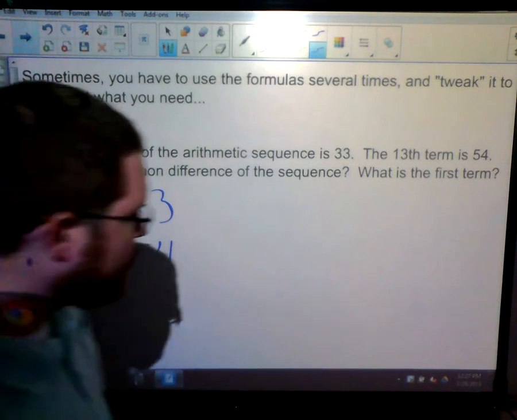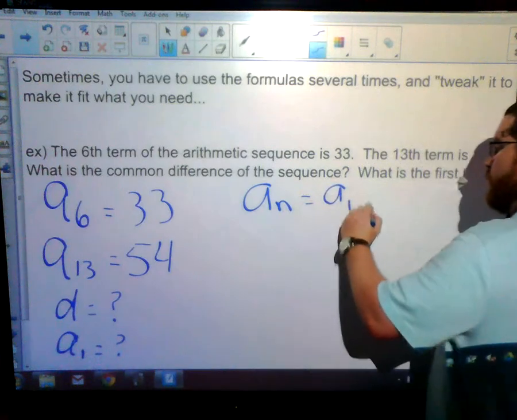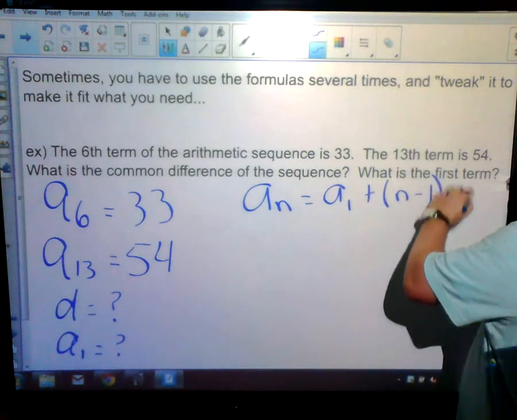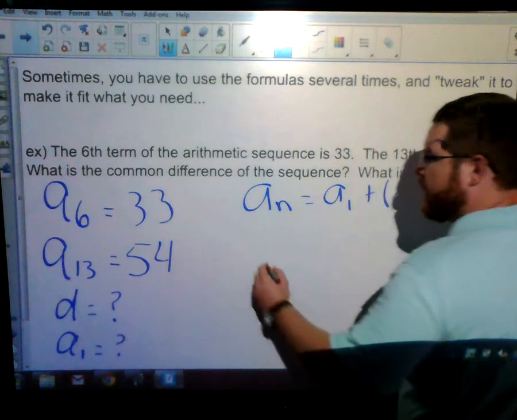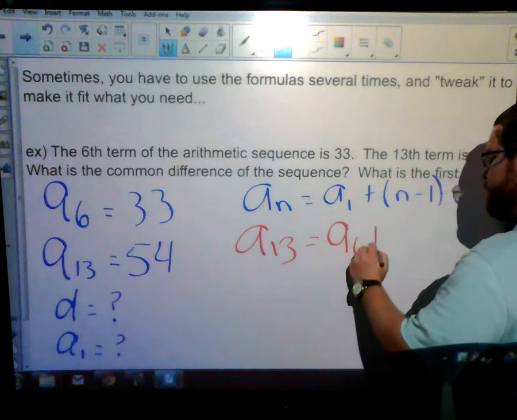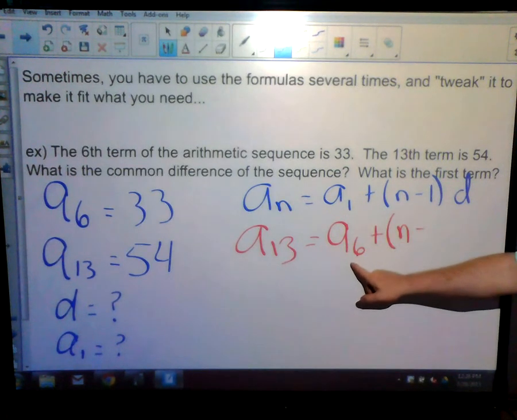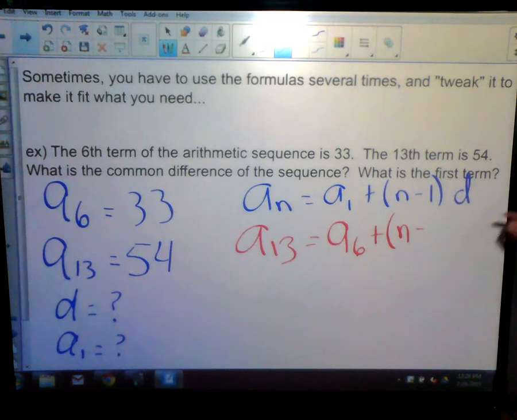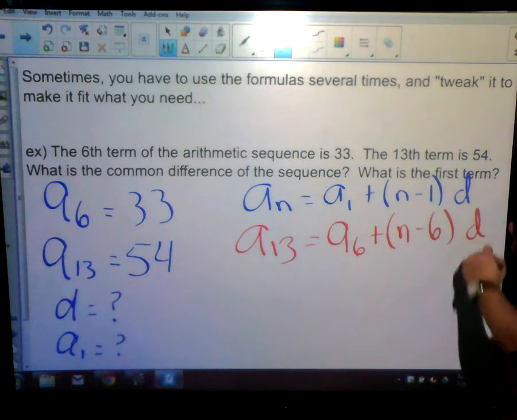Well, normally the formula says a sub n equals a sub 1 plus n minus 1 times d. Well, I'm going to tweak it a little bit. I'm going to say a sub 13 equals a sub 6 plus n minus. If I use 6 instead of 1, I've got to use 6 instead of n, d.